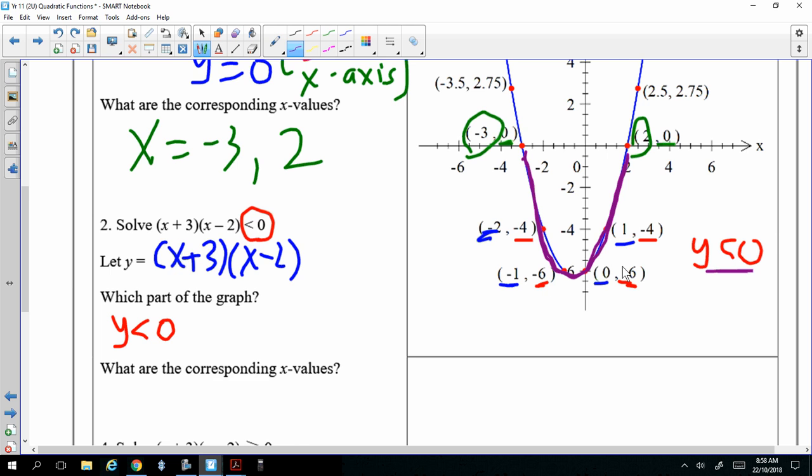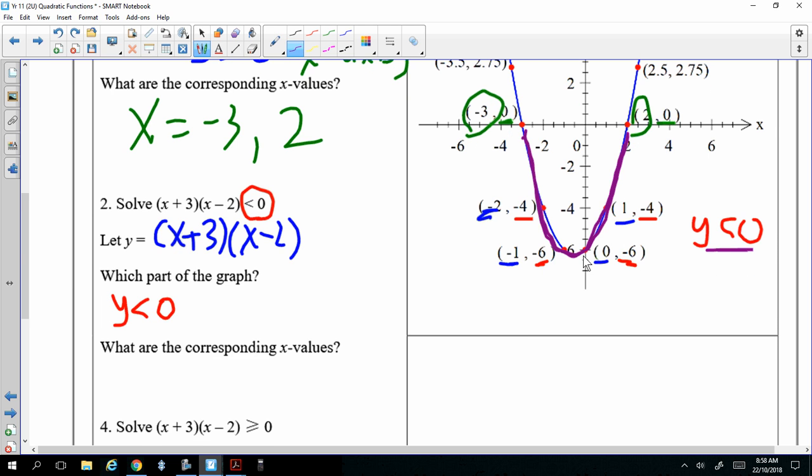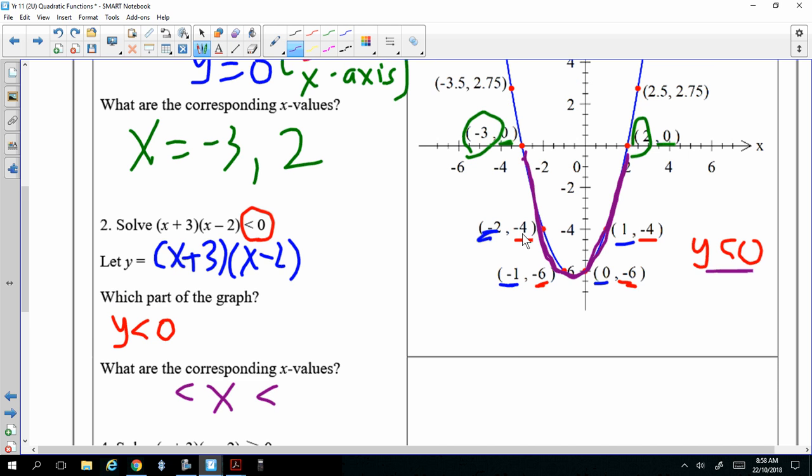So therefore, what are the x values? x must be between two values. What are the 2 points? Between negative 3 and 2. Does this make sense? Between negative 3 and 2, the y values are negative. That's how we solve this inequality. So that's how we use the graph to solve an inequality: look at the y values of the graph which correspond to the inequality less than 0.